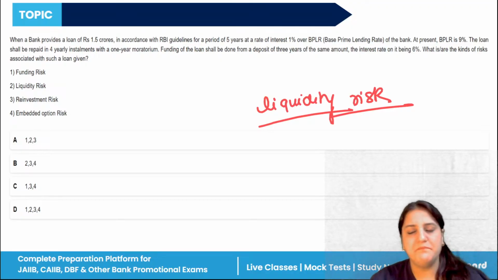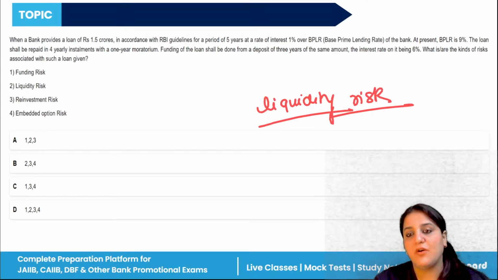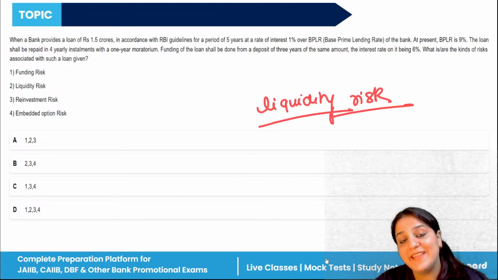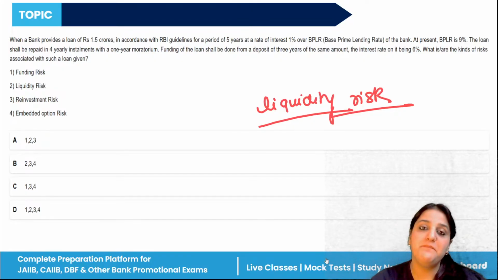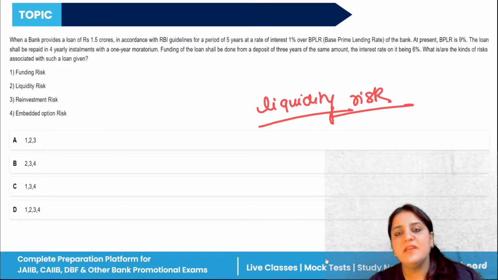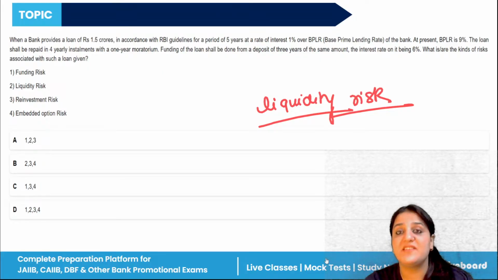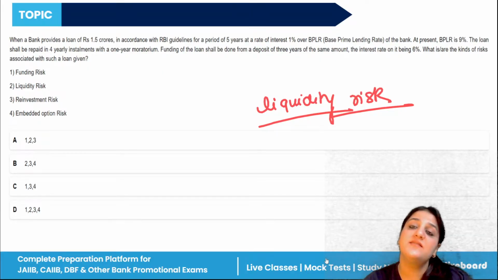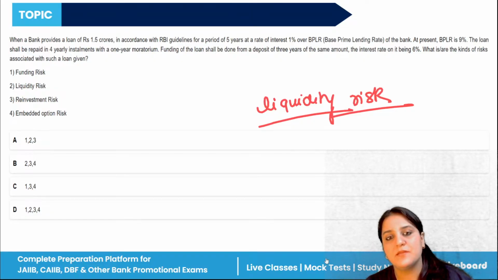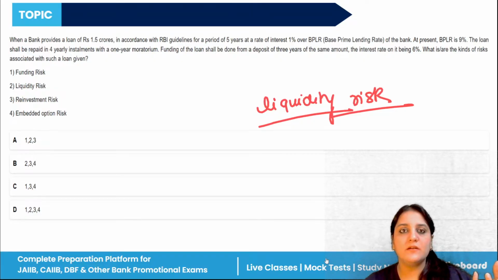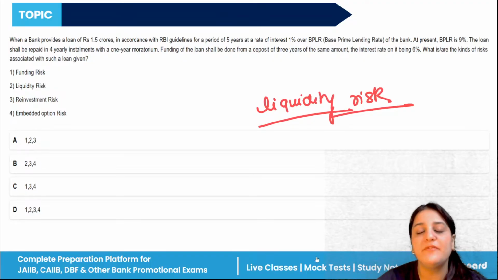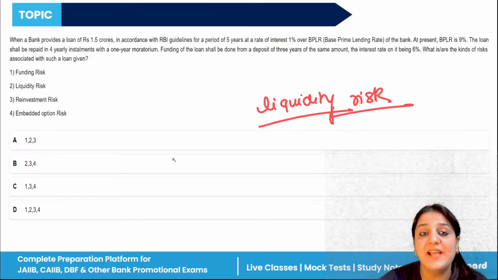But if I say about the investment risk, what is the meaning of reinvestment risk basically? In the case of reinvestment risk, the interest on the loan is linked to the BPLR. When the BPLR rate reduces, there may be a mismatch risk, as the loan repaid on reinvestment may or may not get the same interest rate. Also sometimes deposits may be withdrawn prematurely, so hence there is an embedded option risk.